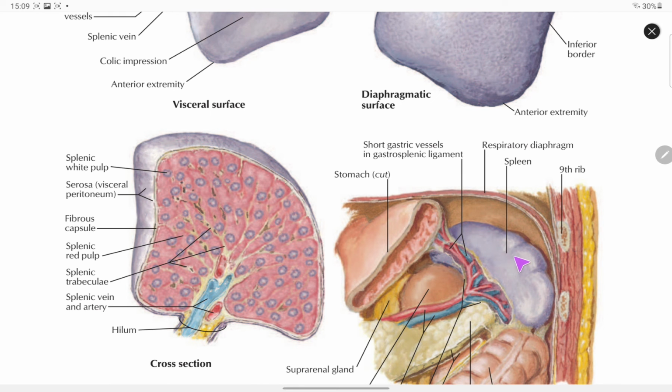Now about the function of the spleen. It has a role in phagocytosis, hemopoiesis, immune response, and storage of RBC. In phagocytosis, the spleen is an important component of the reticuloendothelial system. The splenic phagocytes include the reticular cells, modified reticular cells, and free macrophages.